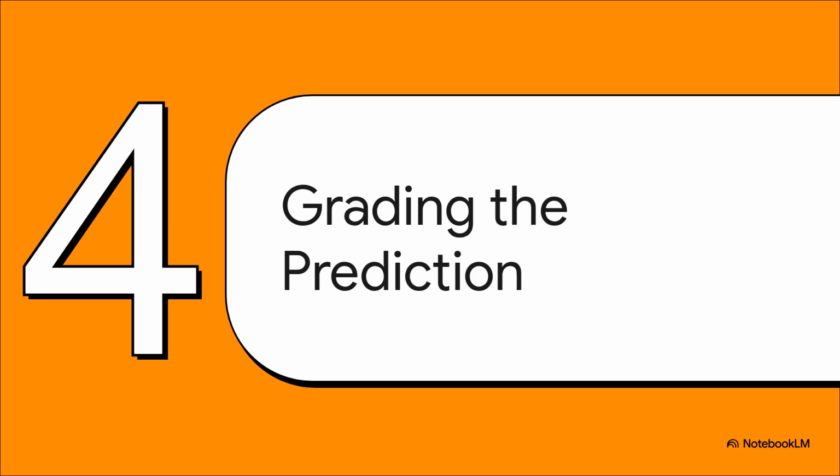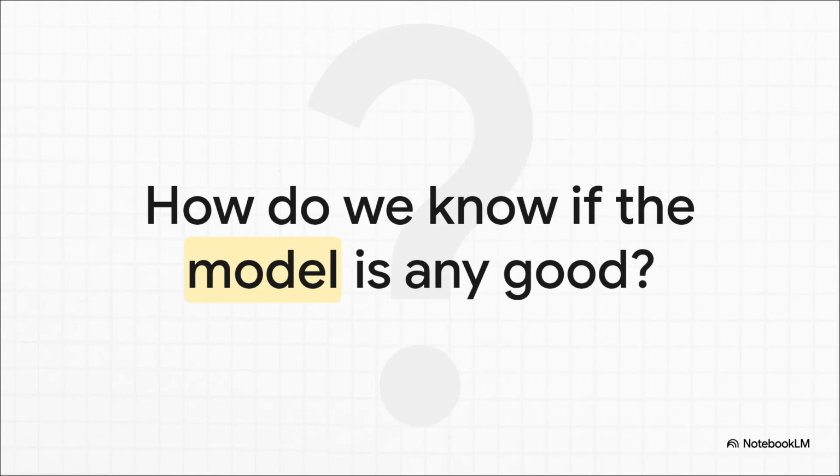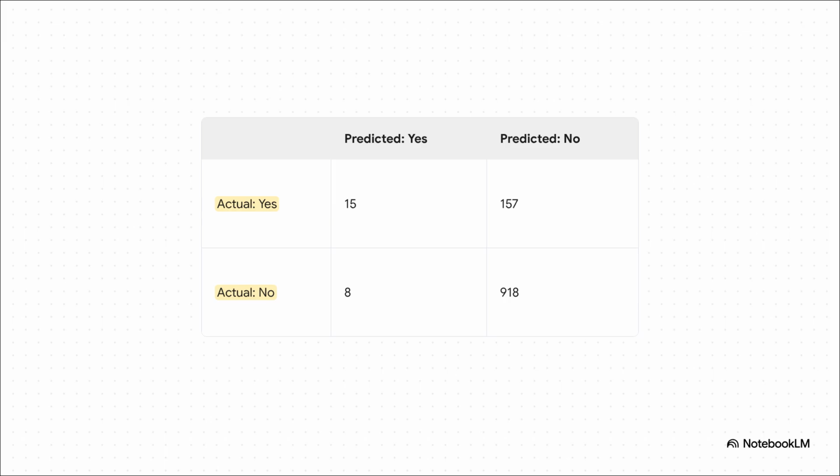But that brings us to maybe the most important question of all. How in the world do we know if its prediction is actually any good? I mean, we can't just take its word for it, right? Especially not when we're talking about someone's health. We need a way to grade its performance. We need to give it a report card. And this is that report card. It's called a confusion matrix, which is a funny name, but it's super useful.